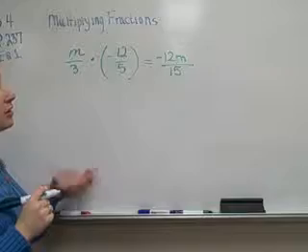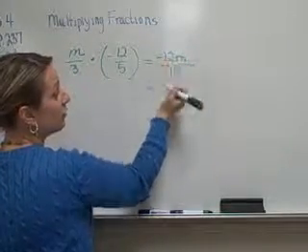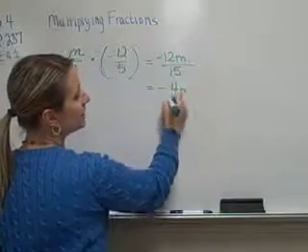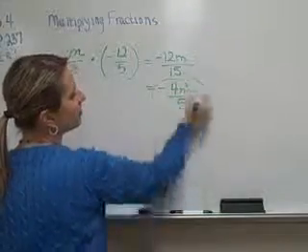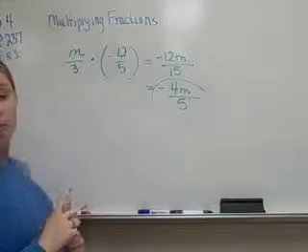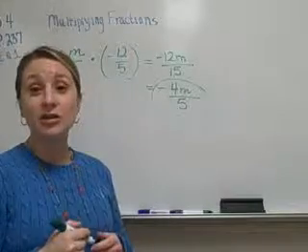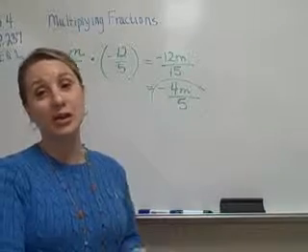In the last chapter, we learned how to simplify these. I know that 3 can go into 12 and 15. 12 divided by 3 is 4. The m stays the same. 15 divided by 3 is 5. My final answer is negative 4m over 5. If you have any questions, you can write them down, and we'll go through a couple more examples tomorrow, and we'll go through your questions.